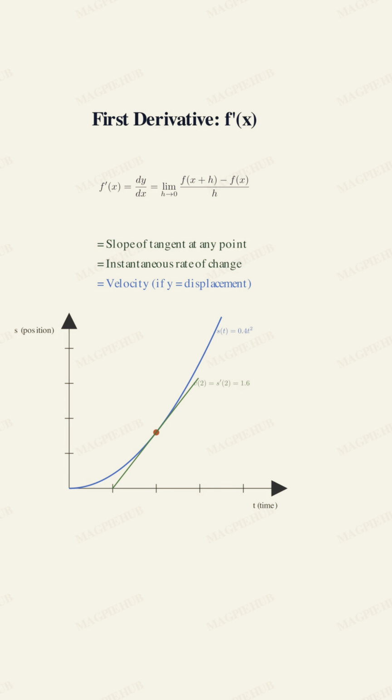On the graph, watch the dot trace the position curve s(t) equals 0.4t squared. At time t equals 2, the tangent line has slope 1.6, that's the velocity at that instant.